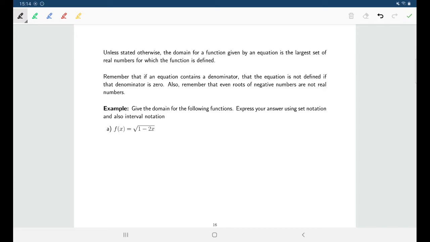Later on, when we start introducing things like logarithms and trigonometric functions, there'll be other kinds of restrictions that we'll be needing to think about. But for right now, these are the two main ones. That if it's an even root, square root, fourth root, whatever have you, the inside cannot be negative, and that if you've got a fraction, the denominator can't be 0. So for this first problem, we have f of x being the square root of 1 minus 2x, and we want to know what the domain is.